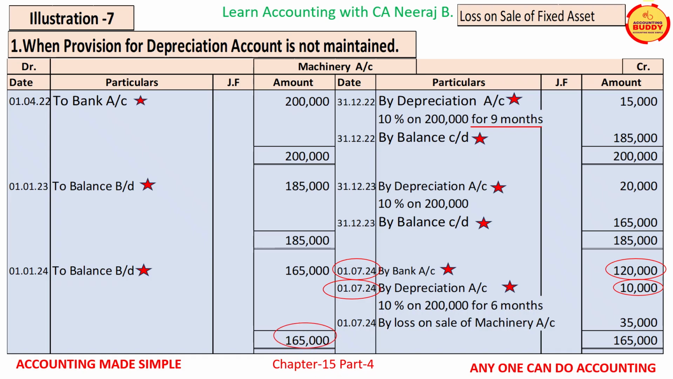Now when we deduct from the total of $165,000 debit side balance, $130,000 credit side entries, we are left with a balance of $35,000 which represents the loss incurred on sale of the machinery and is shown by writing the words by loss on sale of machinery account on 1st of July 2024. Thus the machinery account for the financial year is balanced.